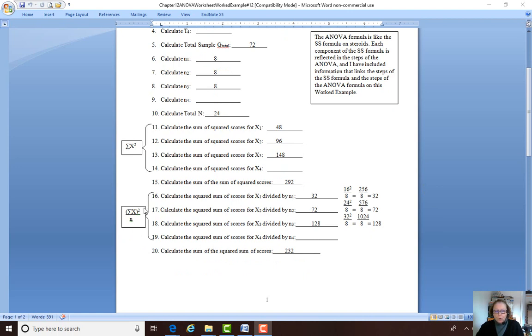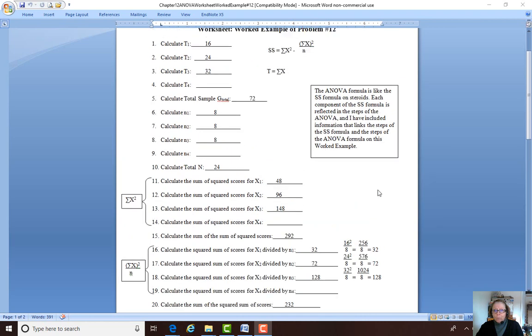The second series of formula steps is the other building block of the sum of squares formula. That is where the sum of X for each treatment group, squared, is divided by the N for that particular treatment group, and I have those broken out right there. So 16, that's where 16 came from. 16 squared gives you 256, divided by the N for that particular group, comes up to 32.